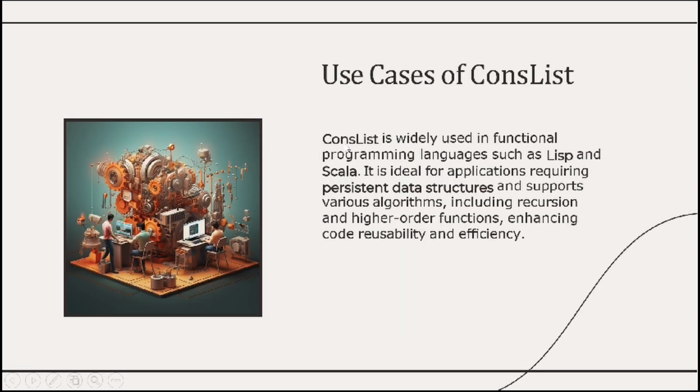Next, uses of cons list. Cons list is widely used in functional programming languages such as Lisp and Scala. It is ideal for applications that require persistent data structures and supports various algorithms, including recursion and higher order functions, enhancing code reusability and efficiency.